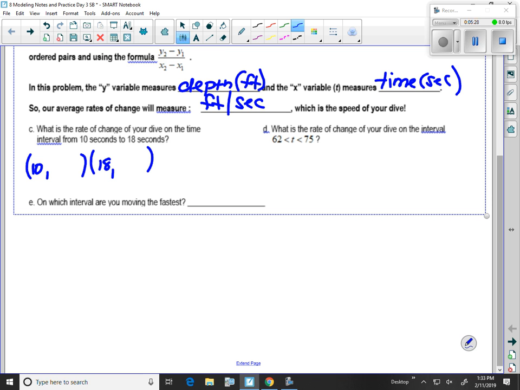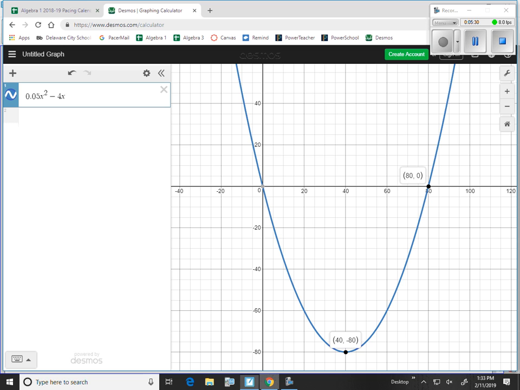Okay, so I'm going to show you. There's a couple different ways to do this. You can go along the graph and wait until you get to 10. That's easiest. Okay, 10, negative 35.